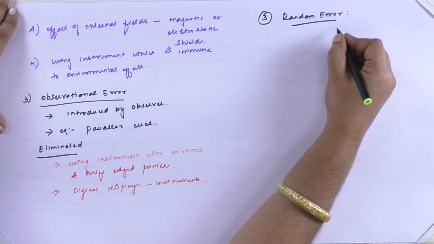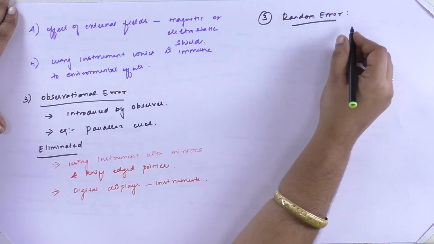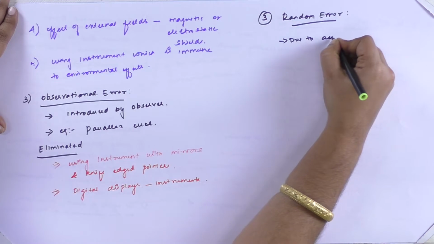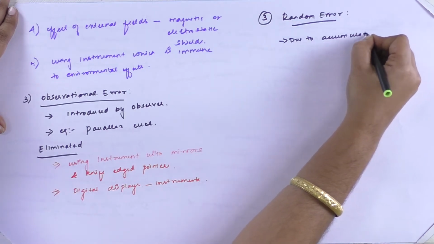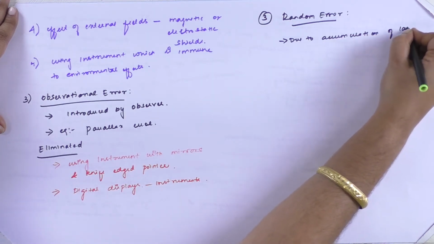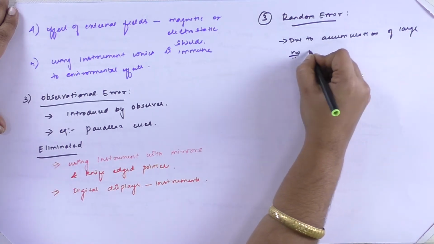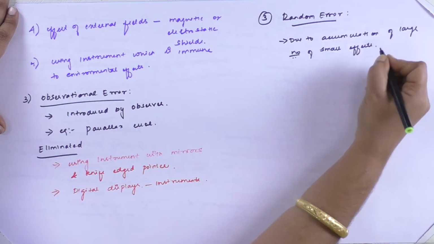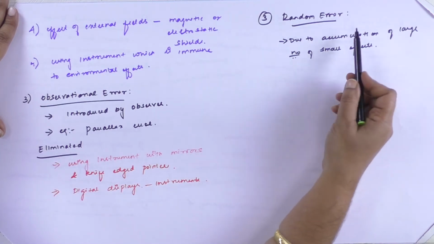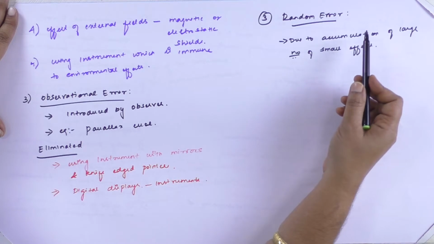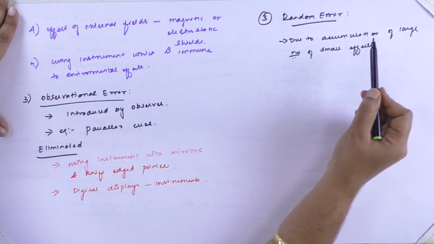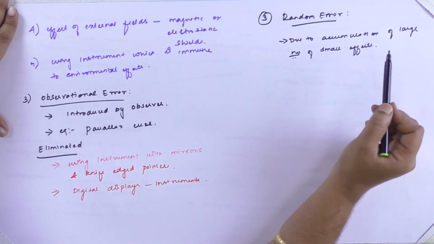So, the reason for this random error is unknown, because this random error occurs due to the accumulation of a large number of small effects. Due to the accumulation of small errors, this random error occurs. So, there is no particular reason for this random error. These errors are taken into great concern if a high degree of accuracy is required for taking the measurement.